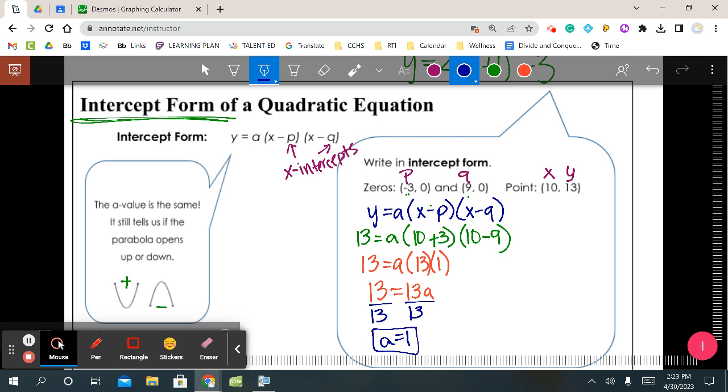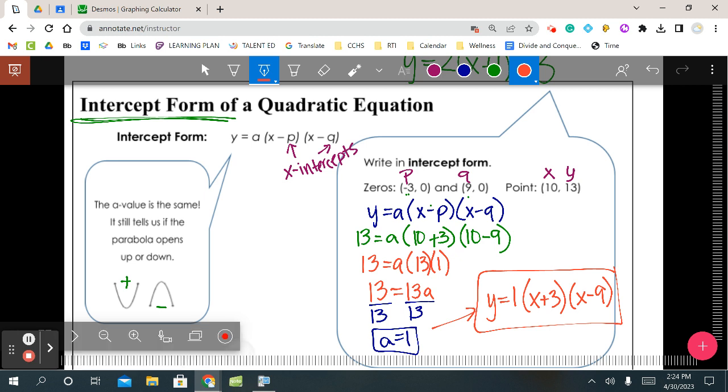And then I'm going to rewrite this in intercept form. So y equals my a, which is 1, x plus 3, and x minus 9. And that is my intercept form. So I like intercept form. I feel like it's easy compared to vertex form, but it is kind of tricky if you have to find that a value. Okay, let's go to the next page.